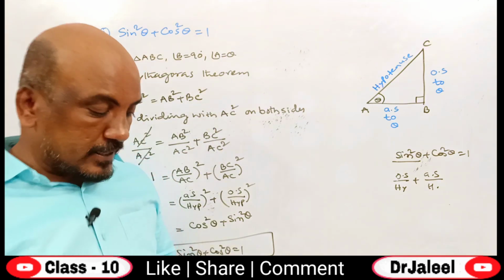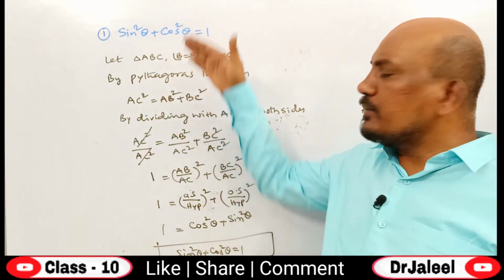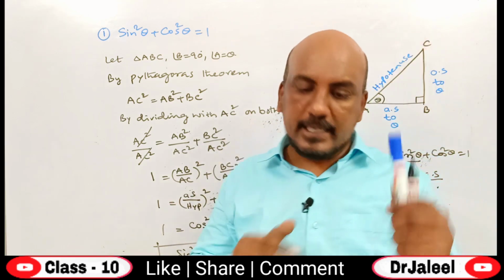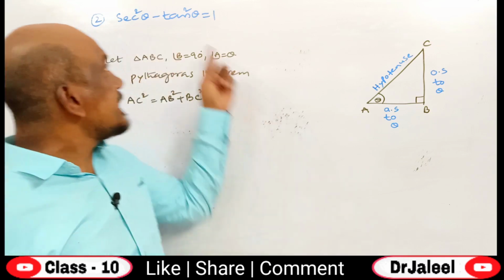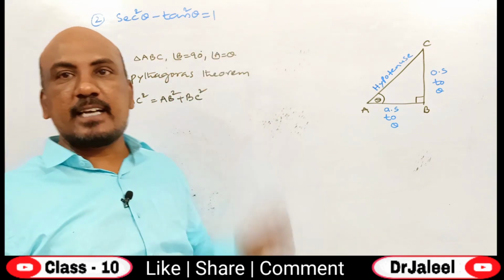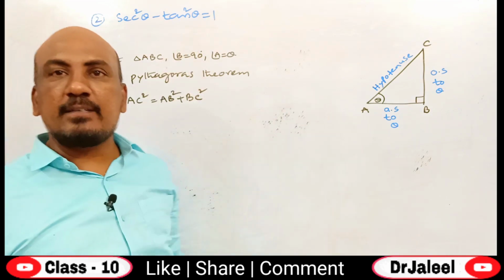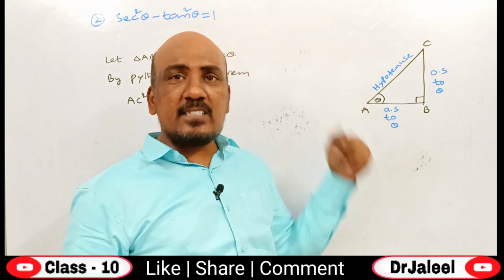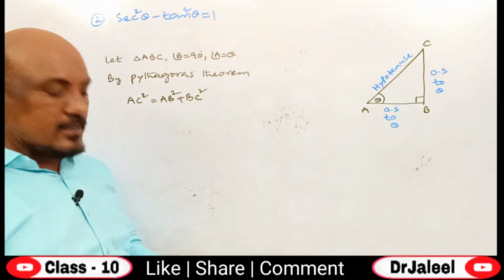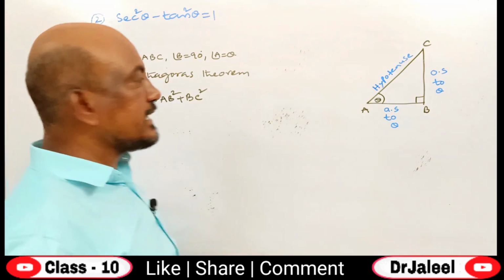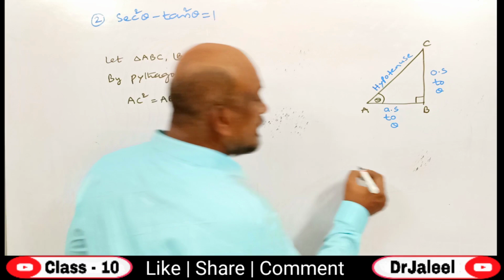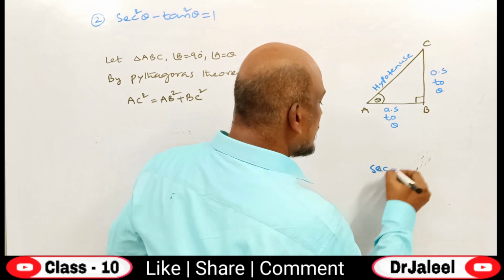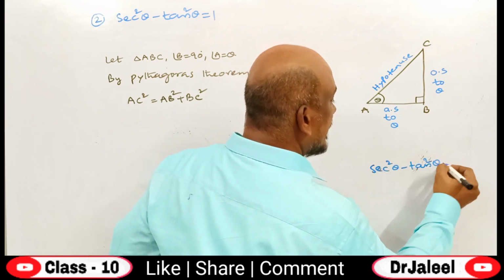So children, for the second identity, you will have the same procedure, but from here onwards the procedure will have a little change. So let us discuss even that. In the second identity, sec square theta minus tan square theta is equal to 1. For this also we will have the same structure. We will take a triangle ABC where B is right angle and A is theta. So in the triangle we apply Pythagoras theorem. After applying Pythagoras theorem, let us target the question: sec square theta minus tan square theta is equal to 1.